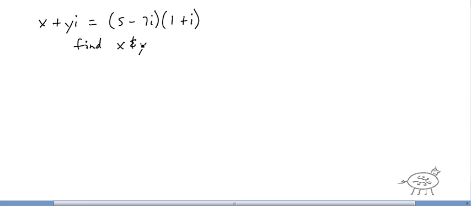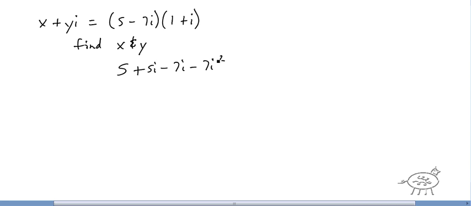Okay. So if I give you a problem like x plus yi, this is actually pretty easy. 5 minus 7i and 1 plus i. And what I'm asking you guys to do is find x and y. So you just FOIL it out. That's all you do. So 5 times 1 is 5, plus 5i, minus 7i, minus 7i squared.